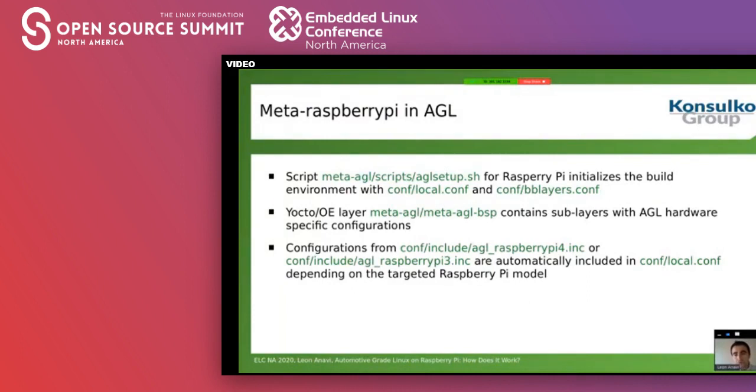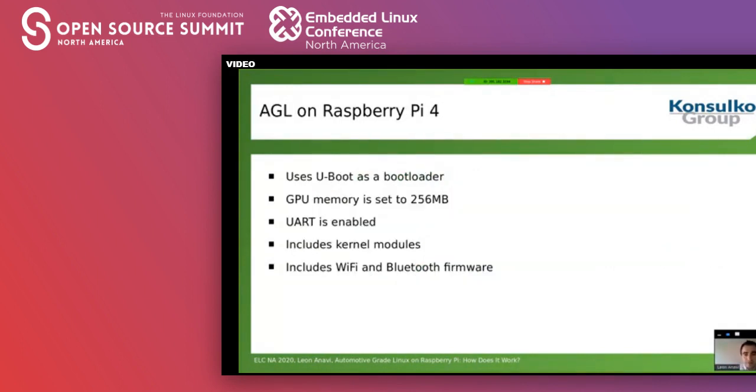In a local.conf file, if you have a look at it, for example, if you open it with Vim or Nano or whatever is your favorite text editor, you'll notice that it will include AGL Raspberry Pi 3 or 4, depending on the machine that you've selected. So these are, again, hardware-specific configurations for running AGL on Raspberry Pi. What are these hardware-specific configurations? Well, AGL on Raspberry Pi uses U-boot as a bootloader, not the default bootloader provided by the Raspberry Pi Foundation. We're setting up the GPU memory. We're enabling UART, which provides us the opportunity to monitor the serial output while the board boots. Various kernel modules as well as Wi-Fi and Bluetooth firmware are included in the AGL demo platform image that we've learned how to build in one of the previous slides.